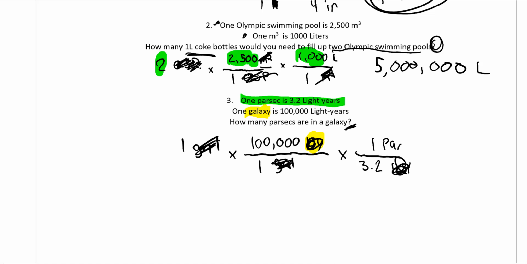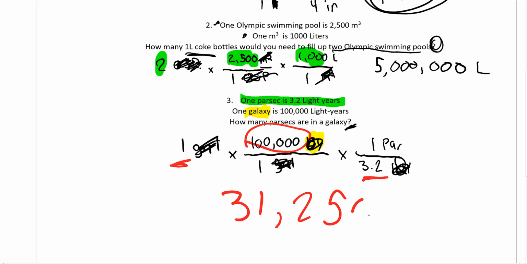So I have right here 1 times 100,000 divided by 3.2. So 100,000 divided by 3.2 gives me 31,250 parsecs.